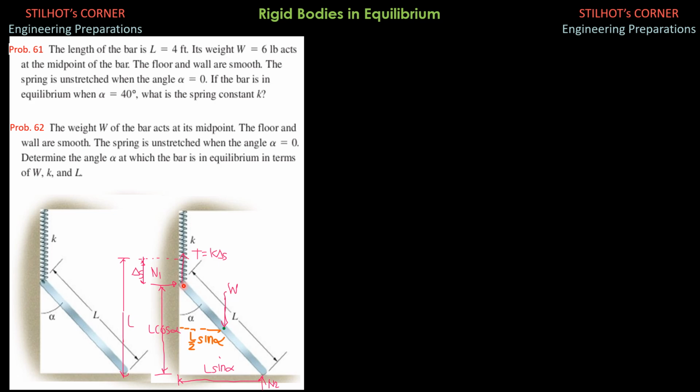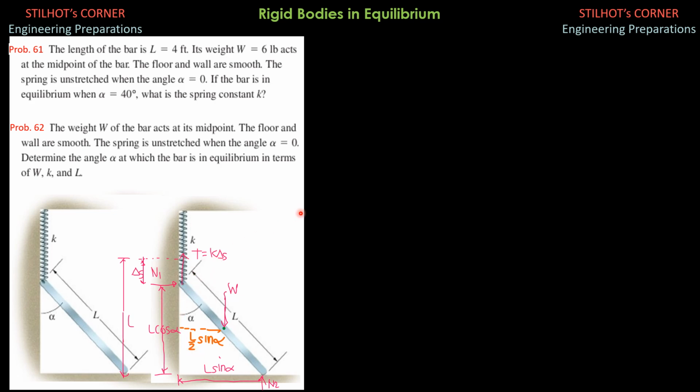So let me continue. So this is L cosine alpha. Therefore, this is also hypotenuse sine of alpha. Sorry, L cosine of alpha. Angle is alpha. So L sine alpha. Because this is the midpoint of the bar, this horizontal distance is half of L sine of alpha. So that's the complete free body diagram of this bar with labeled dimensions.